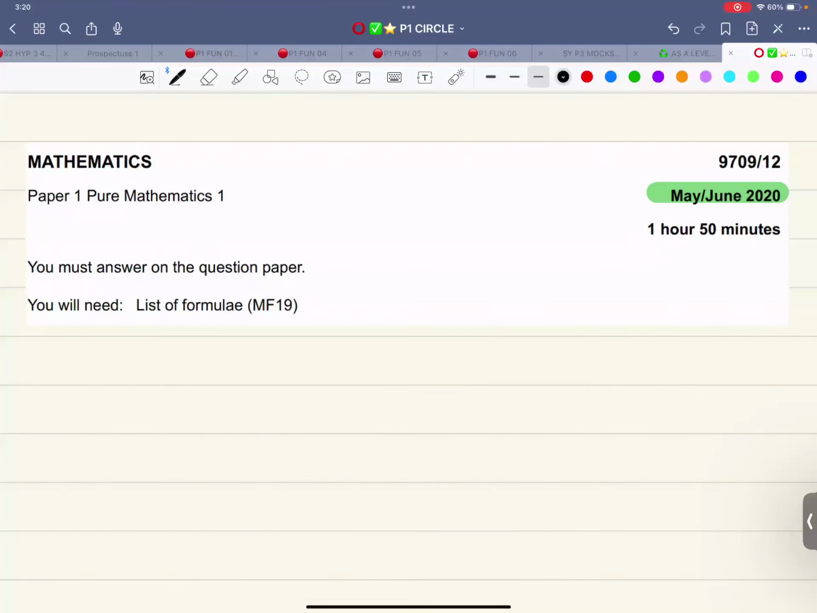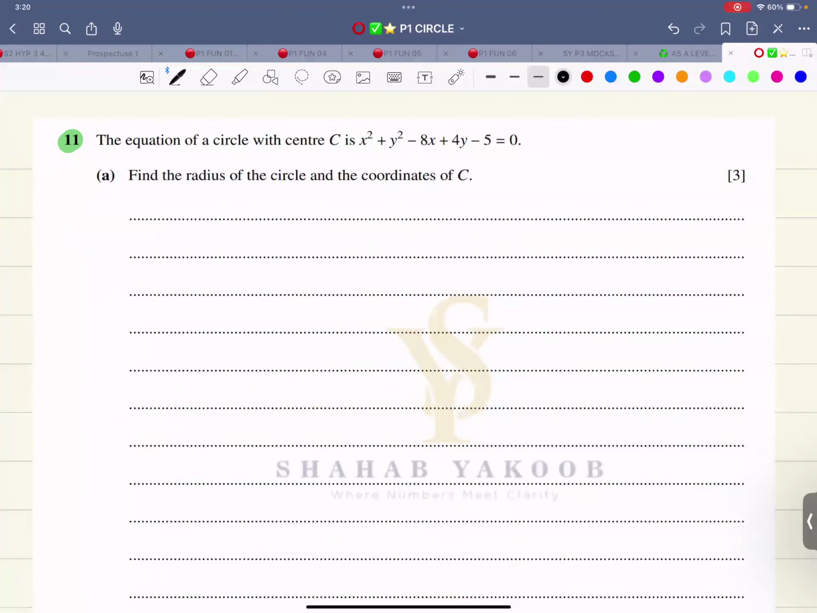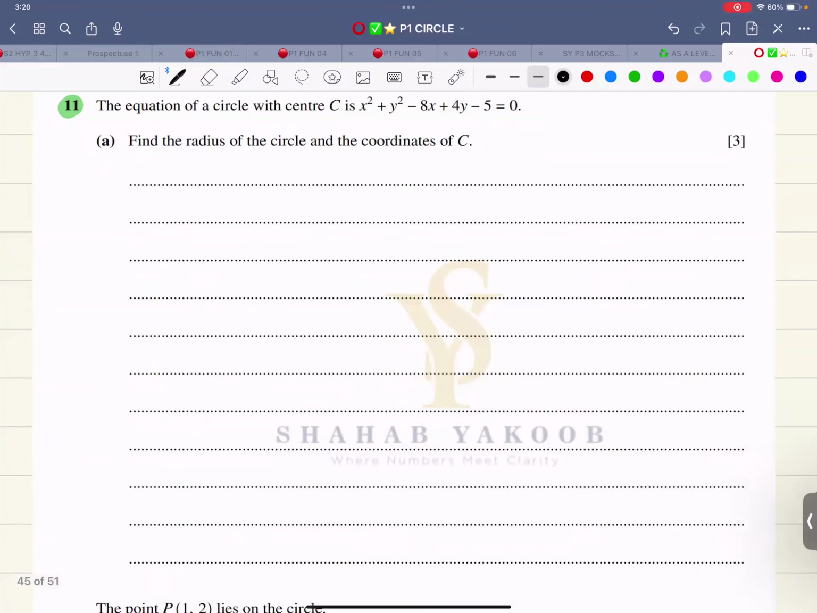Now let's move to June 2020, variant 1-2. Now another aspect that we have studied, now it's time to practice it. Which one is that? Just go through the whole question. Let me show you the whole question. The equation of a circle is given in the general form. Find the radius and coordinates of C, where C is the center.